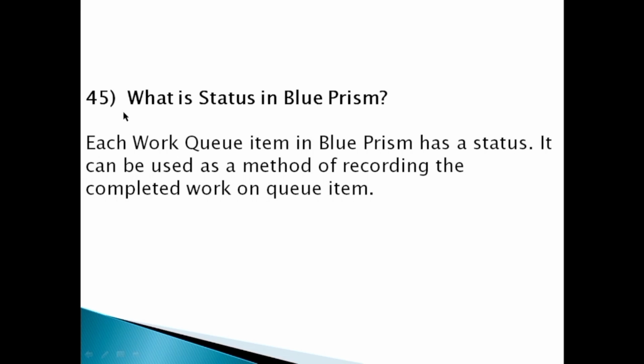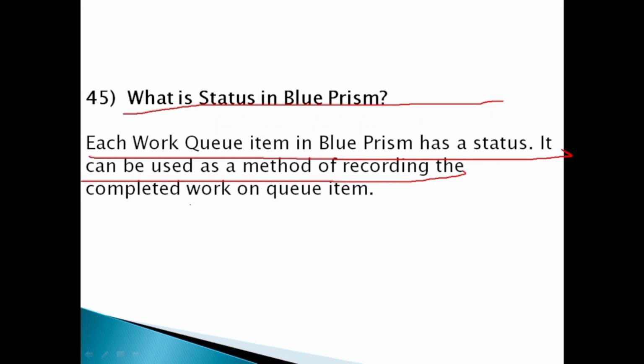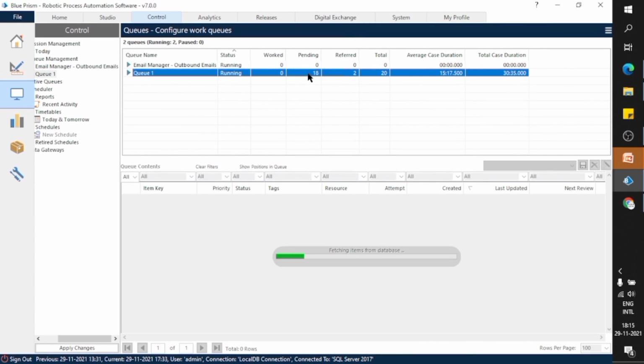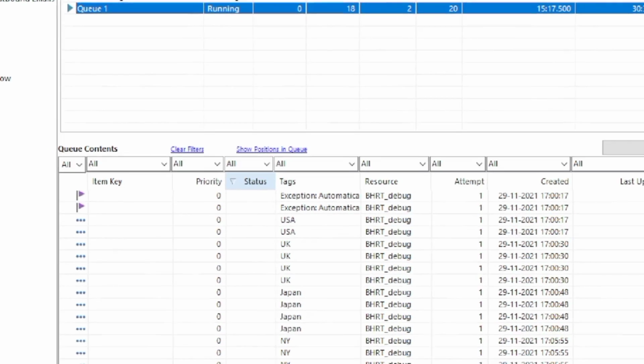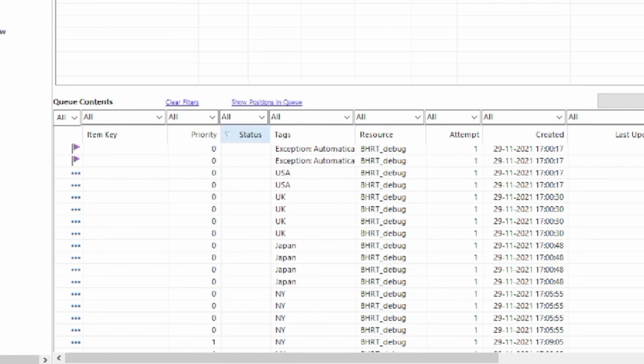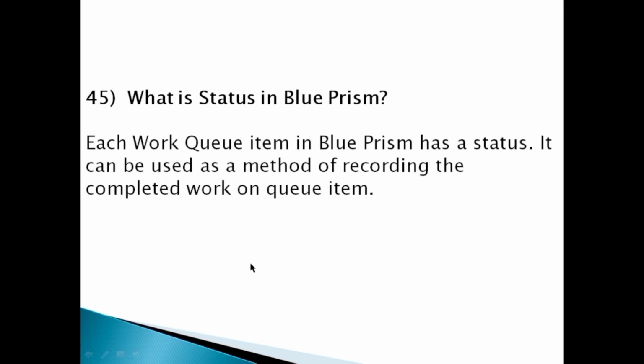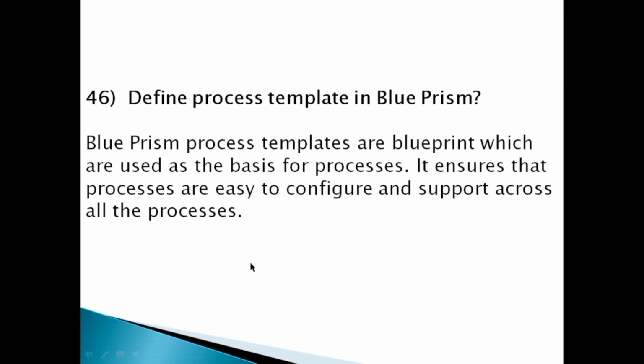What is status in Blue Prism? Each work queue item in Blue Prism has a status. It can be used as a method of recording the completed work on a queue item. You can check in work queue a status column is there. Each item has a status. In case of exception, we can set the status as exception or business exception, etc. Similarly, in case the item has completed successfully, then we can set the status completed.